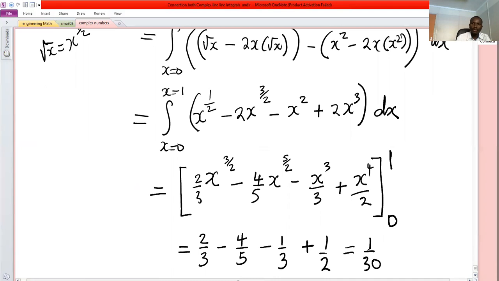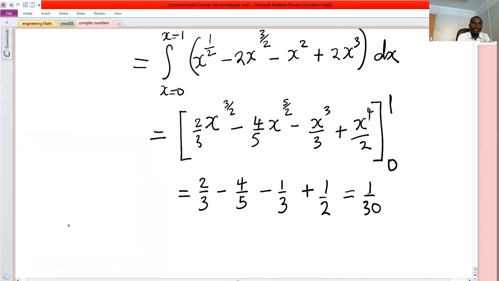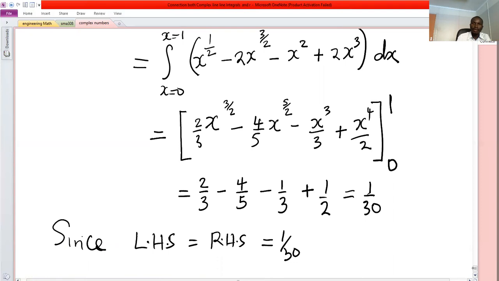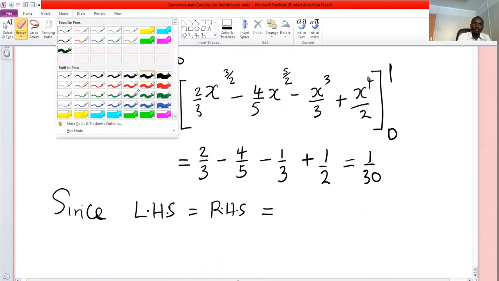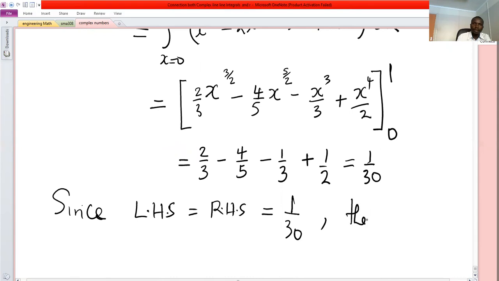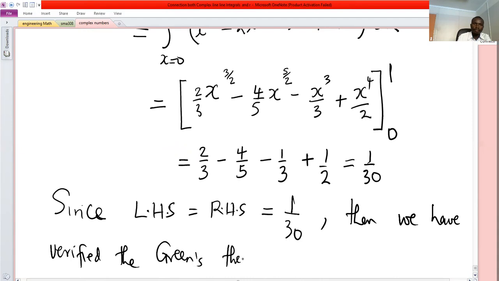And you see the same 1 over 30 is what we got for the left-hand side. So just to conclude, since left-hand side equals right-hand side, equals 1 over 30, then the Green's theorem is verified. Then we have verified the Green's theorem in the plane. So that's how we solve that problem. Thank you.